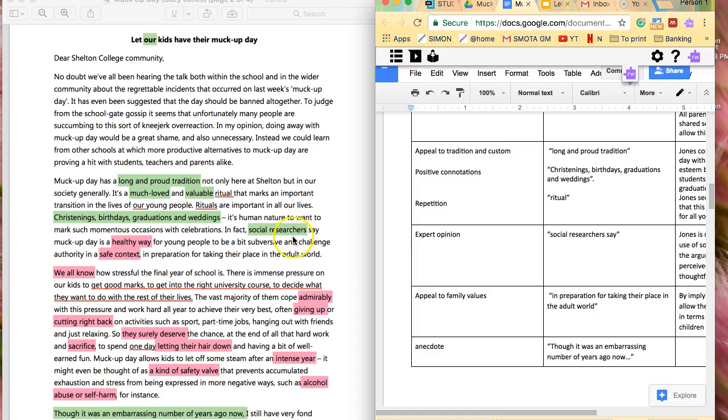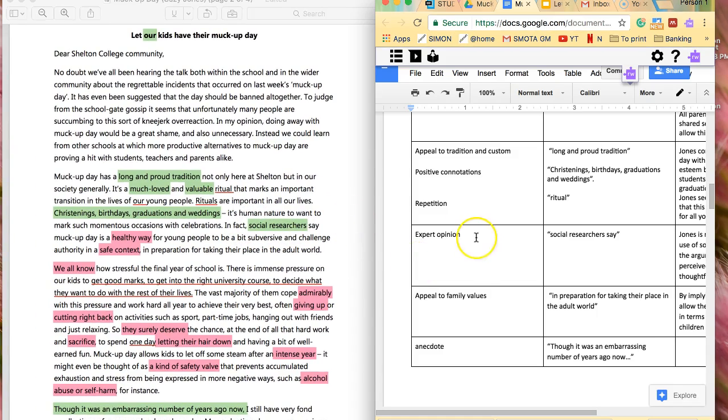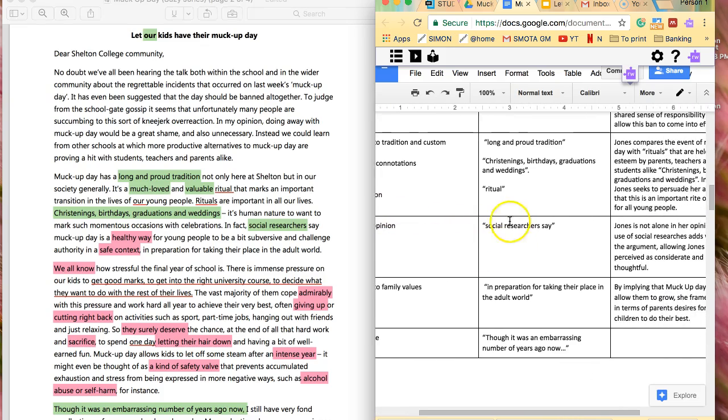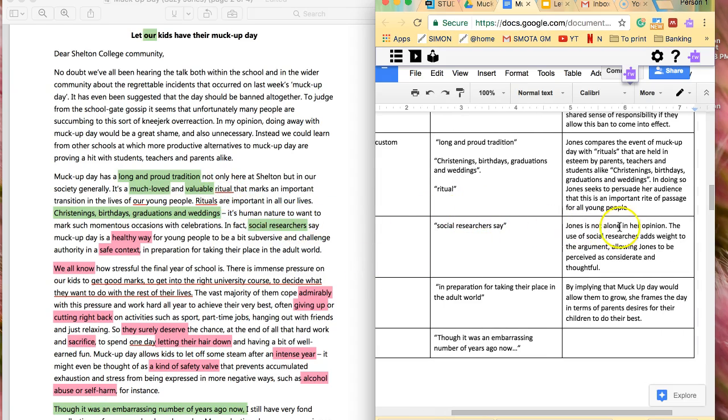She goes on to say, "in fact, social researchers say," so you might talk about how she uses expert opinion. She's not the only one that holds this opinion that it's an important day. And you might say, Jones is not alone in her opinion. The use of "social researchers," so you need to have your quotation marks in there, adds weight to the argument, allowing Jones to be perceived as considerate and thoughtful, and also as if she has researched this and she has a good grasp of this issue.